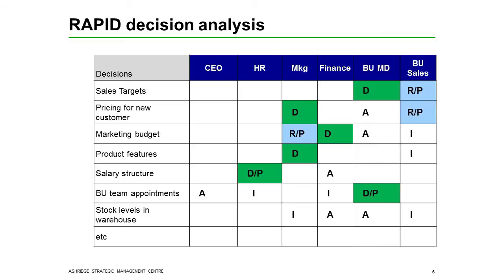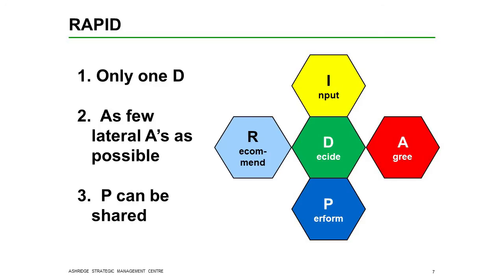And in that box, you put one of 5 letters. And the tool I'm talking about is called RAPID, for the 5 letters. RAPID.